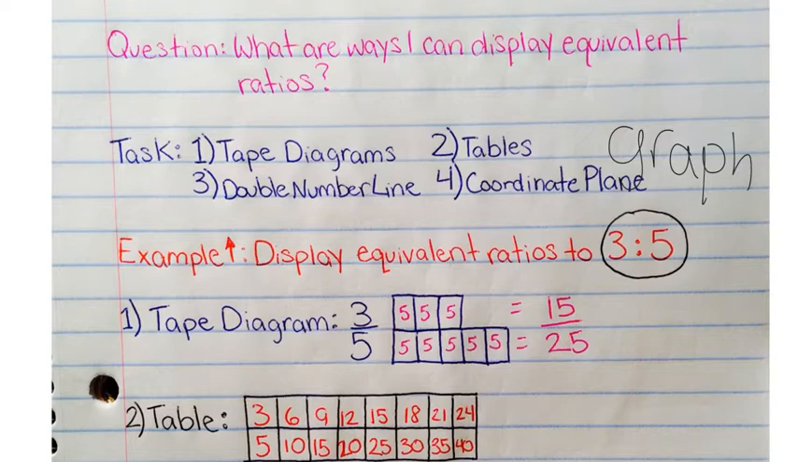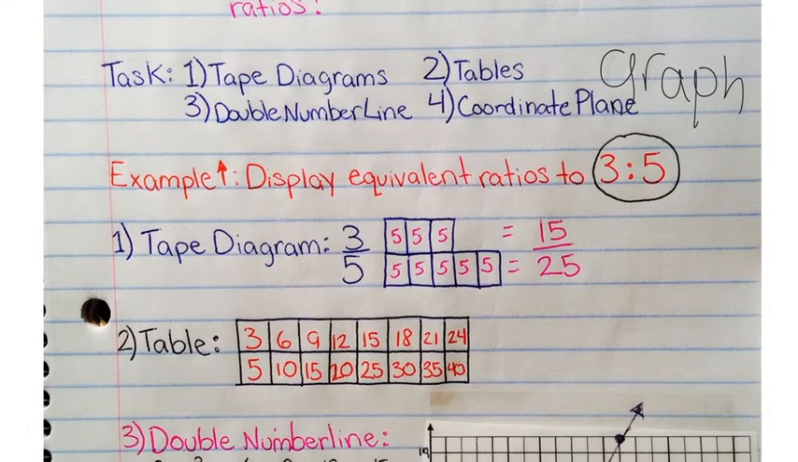Our example ratio that we'll be using is going to be: display equivalent ratios to the ratio 3 to 5. So we're starting each one of these ratios with 3 to 5. And we'll drop down here in a little bit to see the rest. But our first technique, we'll be using tape diagrams.